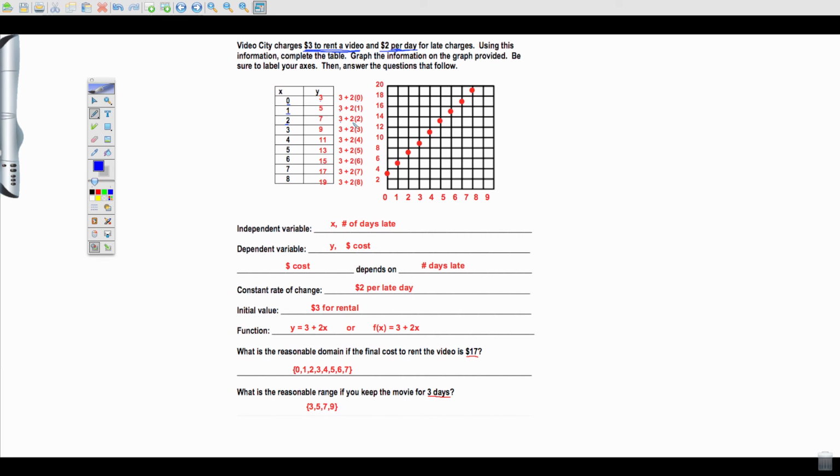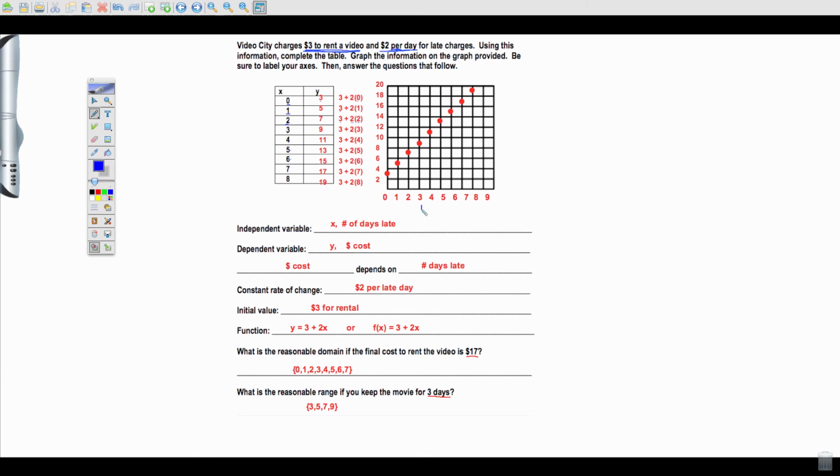What if you were late 2 days? Well, now you still rented the movie, so you still have the initial value of 3 plus 2. And how many days late was it? It was 2 days late. So that's $2 per late day. You were late 2 days, so 2 times 2 is $4 for the late fee. Plus the $3, that's $7. You can see it's the same steps. If you were 3 days late, 4 days late, 5 days late, 6 days late, 7 days late, 8 days late. Okay, independent, and then you can see the graph.